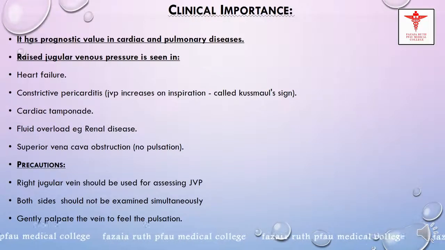Okay, these are a few points that you should be very careful about while performing your JVP. The right jugular vein should be used for assessing JVP, and both sides should not be examined simultaneously. And you have to gently palpate the vein.